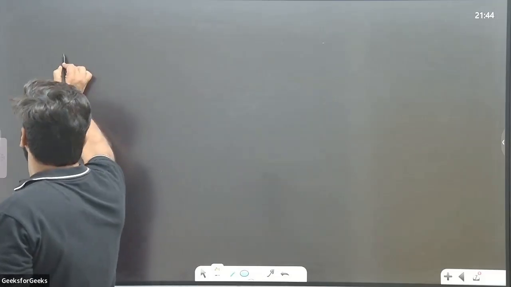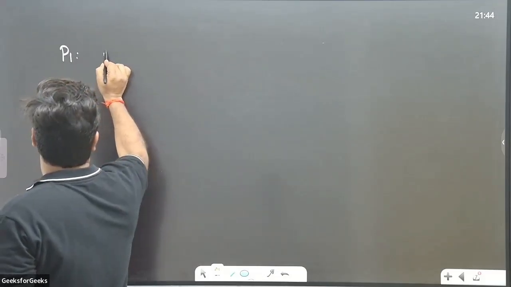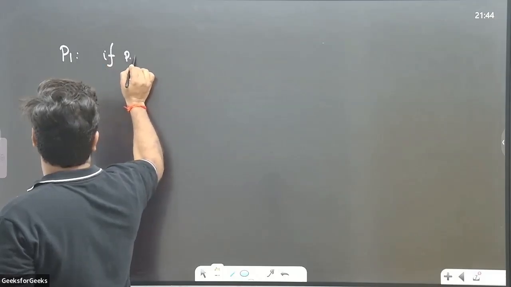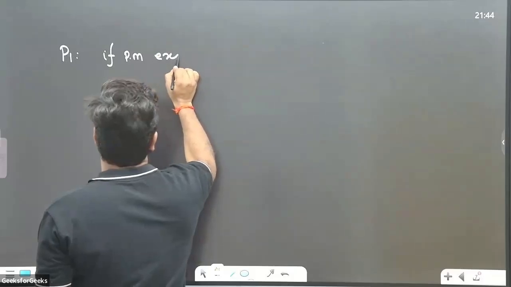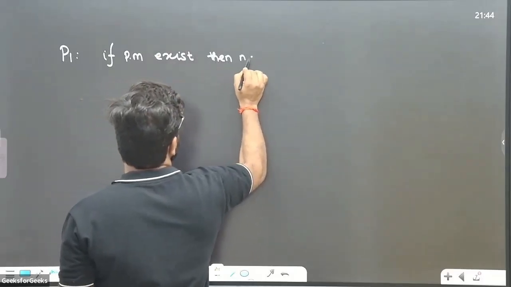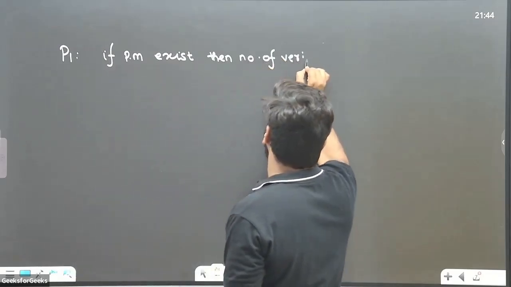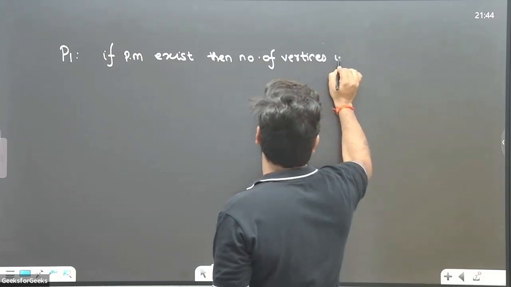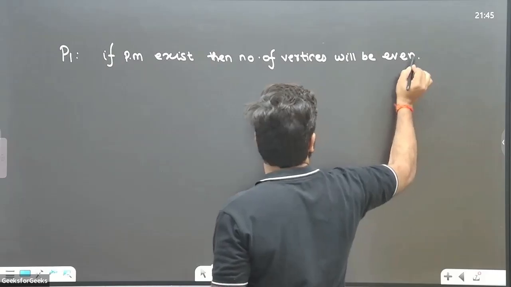So, you know, that is one type of rule we have created. Let's try to take another rule. See, this is my first premise. My first premise says that if a perfect matching exists, this is the real-time example, then the number of vertices will be even.